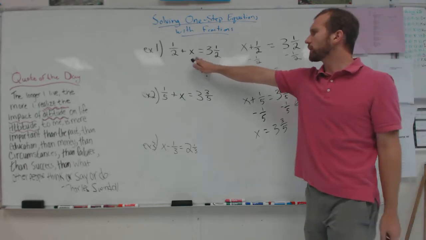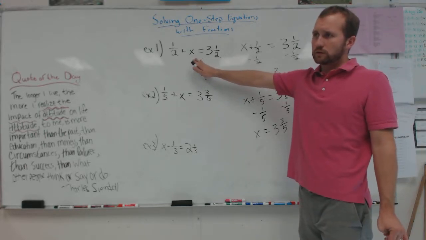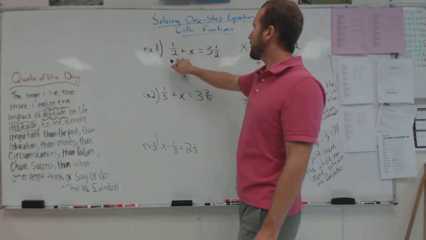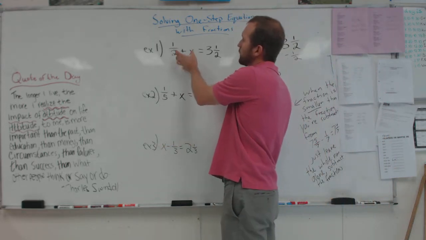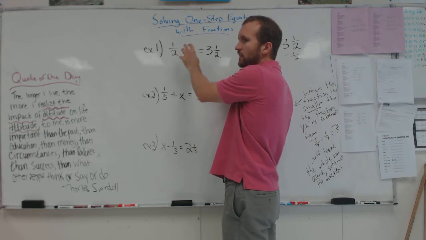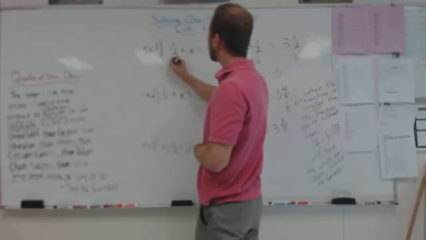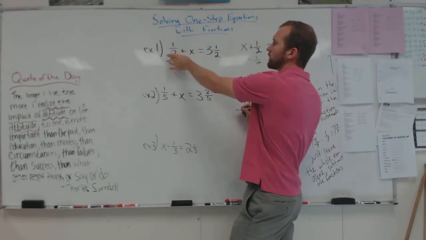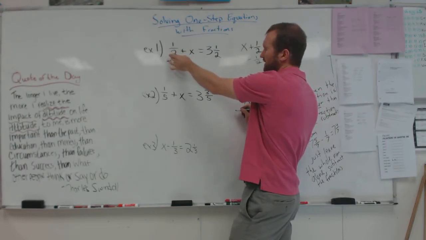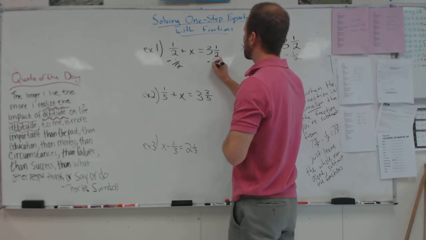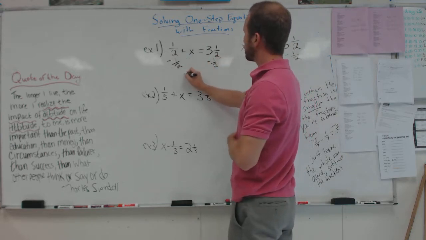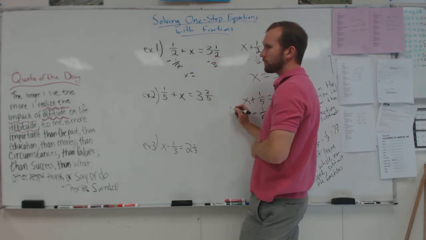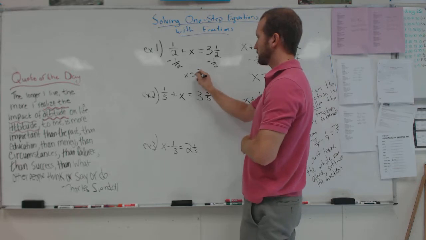So up here, what is my first step? Subtract a half. It doesn't say x plus 1/2, but it's the same thing as x plus 1/2, right? So I want to subtract that half. Even though the half is first, right, it's still in the way of x. So subtract the half. So what's left over here? Just x. What's 3.5 minus a half? Just 3.